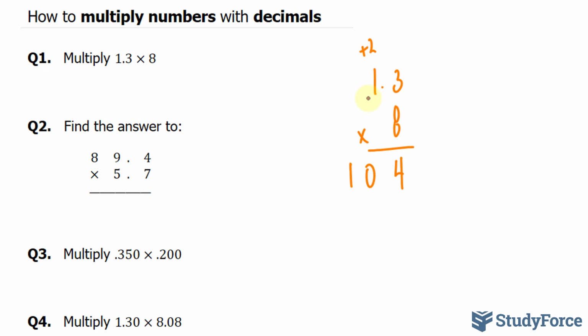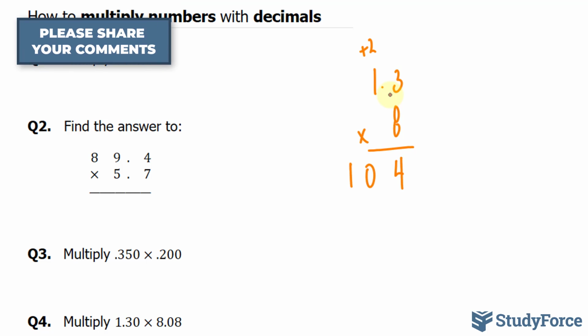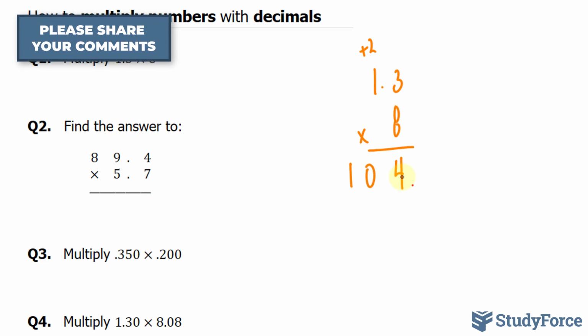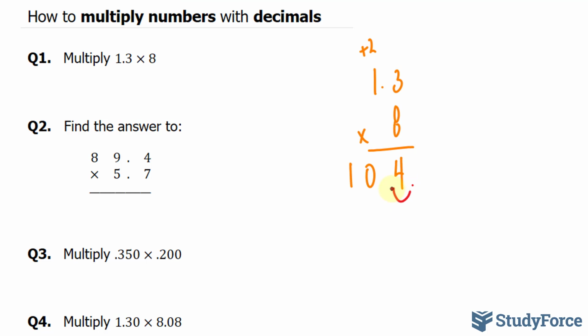Remember when we multiplied 1.3 by 8, we treated it like it was 13 times 8. Since 1.3 is 13 with a decimal to the left of the 3, our final answer should also have a decimal after the 4. So we assume that there's a decimal here, and it's being taken 1 space to the left. This gives us 10.4. That's the answer to question number 1.